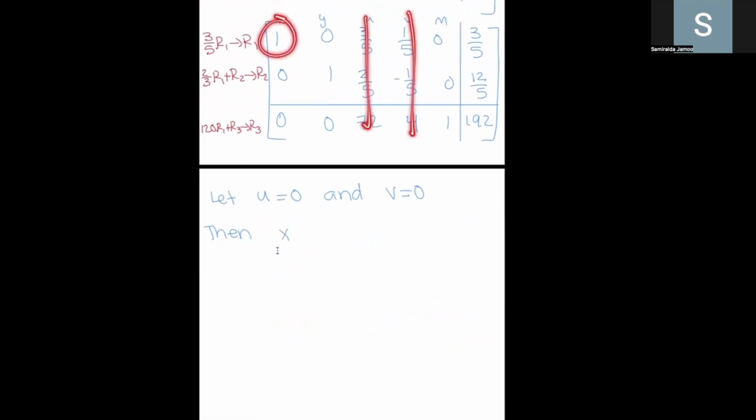So we have x, y, u, v, m. If I let u be 0 and v be 0, then these go away. X is 3/5. And y would be 12/5 with the maximum. So these are again gone. M is 192.